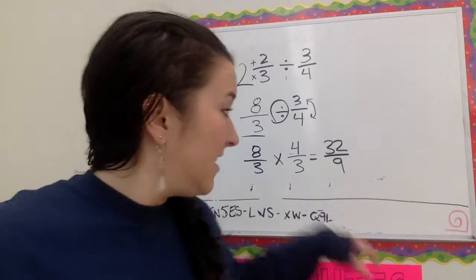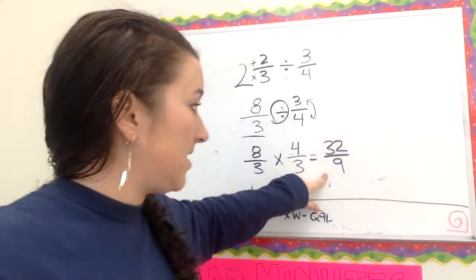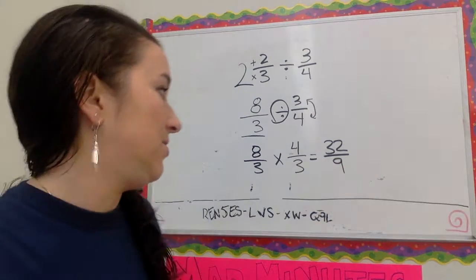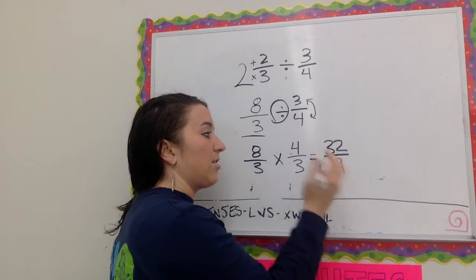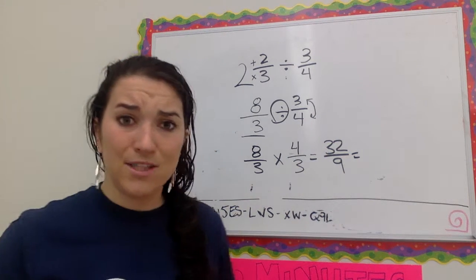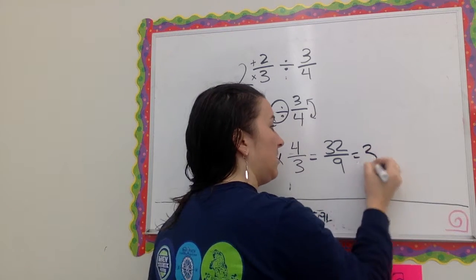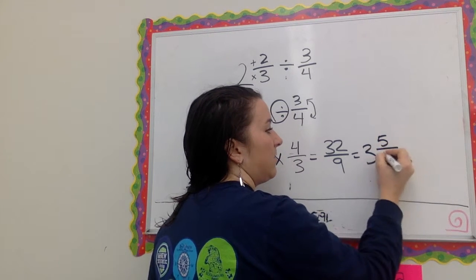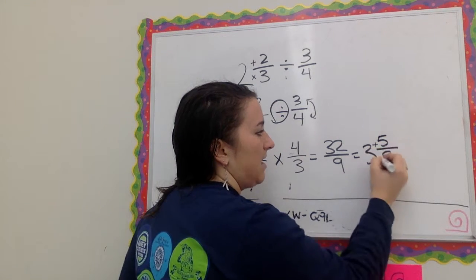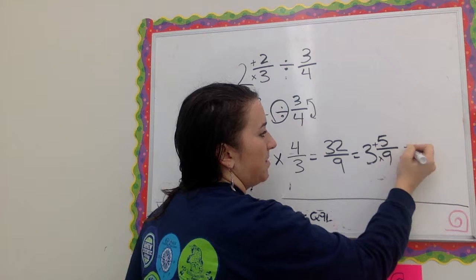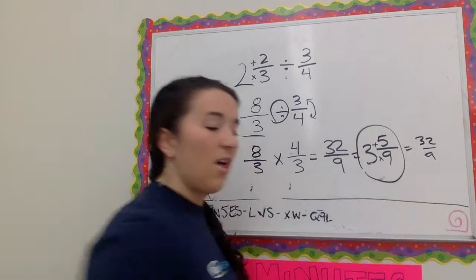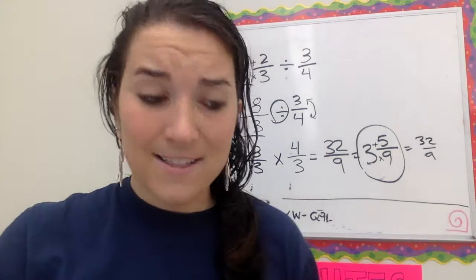I can't simplify this because there's nothing that goes into 9 that goes into 32 as well, but I can make it into a mixed number. So I'm dividing 32 divided by 9. 9 goes into 32 3 times with 5 left over. So 5 is now our numerator. And you'll see if we squeeze in Texas again, 3 times 9 is 27, plus 5 will get us back to 32 over 9. So our answer is 3 5/9.